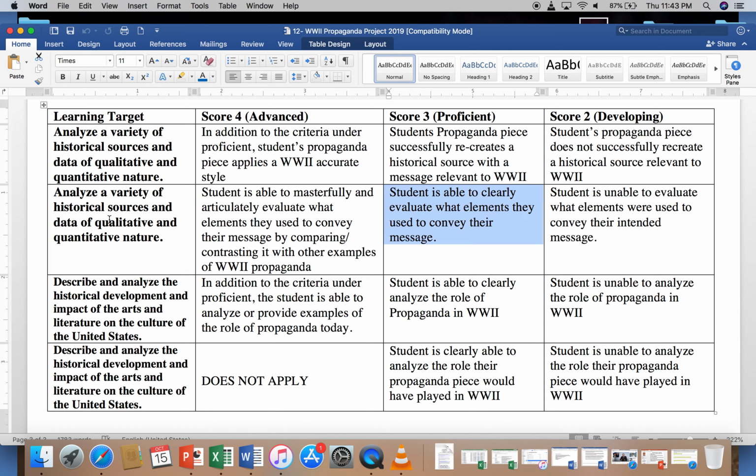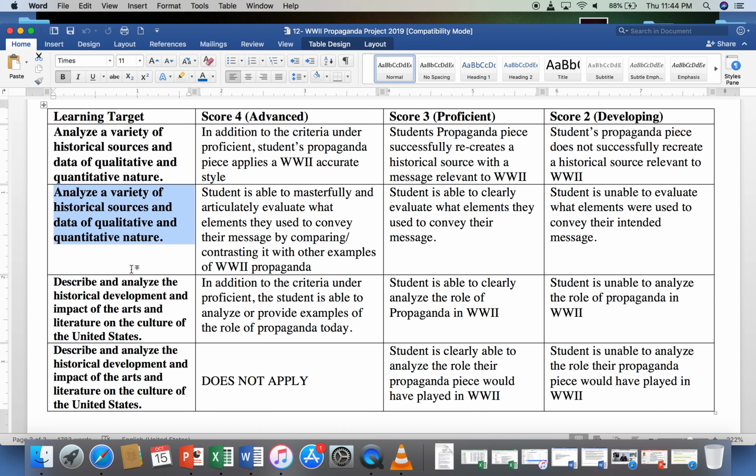Here's the next part here. Analyze a variety of historical sources and data qualitative and quantitative in nature. These are 2 things for the same learning target. So the second thing is that the student is able to clearly evaluate and explain what elements or things you did to convey your message. So basically, here you can create a source, here you can explain the source. And in doing so, you basically analyze historical sources.